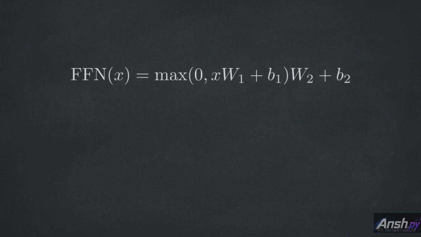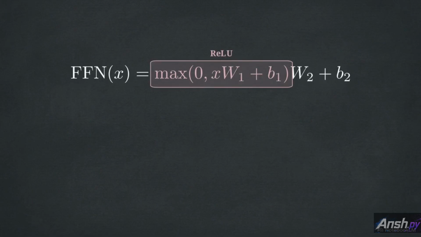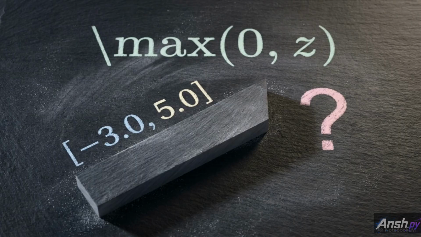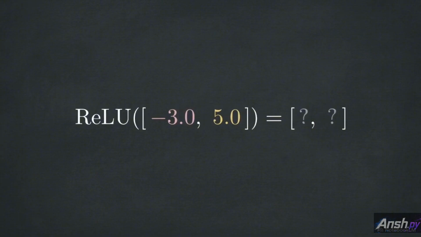Take a look at this FFN formula highlighting the ReLU activation function and the input vector of -3 and 5 below it. Pause for a second and try to calculate the exact output of that vector when it passes through the ReLU function, which outputs the maximum of either 0 or the input number z. The correct array is 0 and 5.